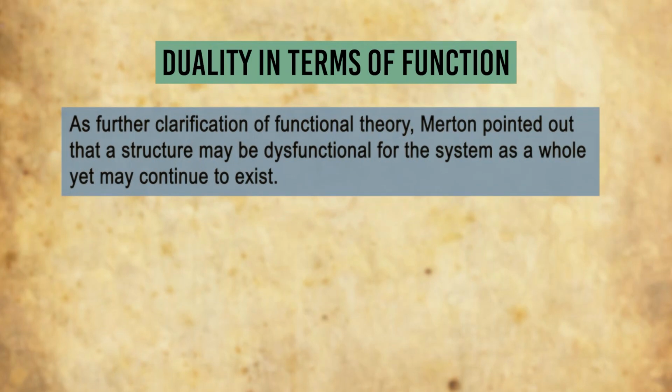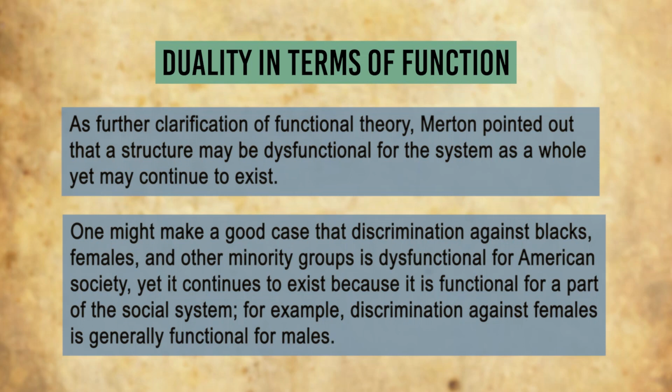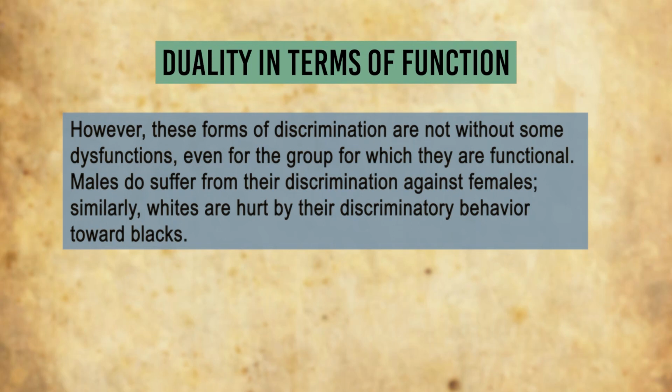A further clarification of functional theory: Merton pointed out that a structure may be dysfunctional for the system as a whole, yet may still exist. One might make a good case that discrimination against blacks, females, and other minority groups is dysfunctional for American society. Yet it continues to exist because it's functional as a part of the social system. For example, discrimination against females is generally functional for males. However, these forms of discrimination are not without some dysfunctions even for the group for which they are functional. Males do suffer from the discrimination against females. Similarly, whites are hurt by their discriminatory behavior towards blacks.